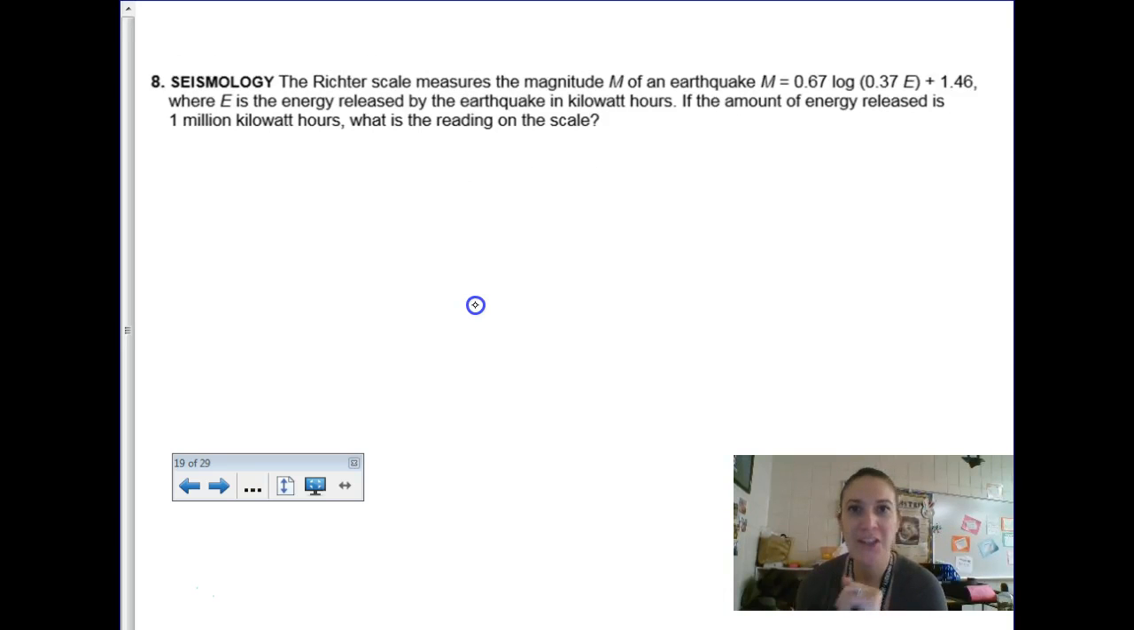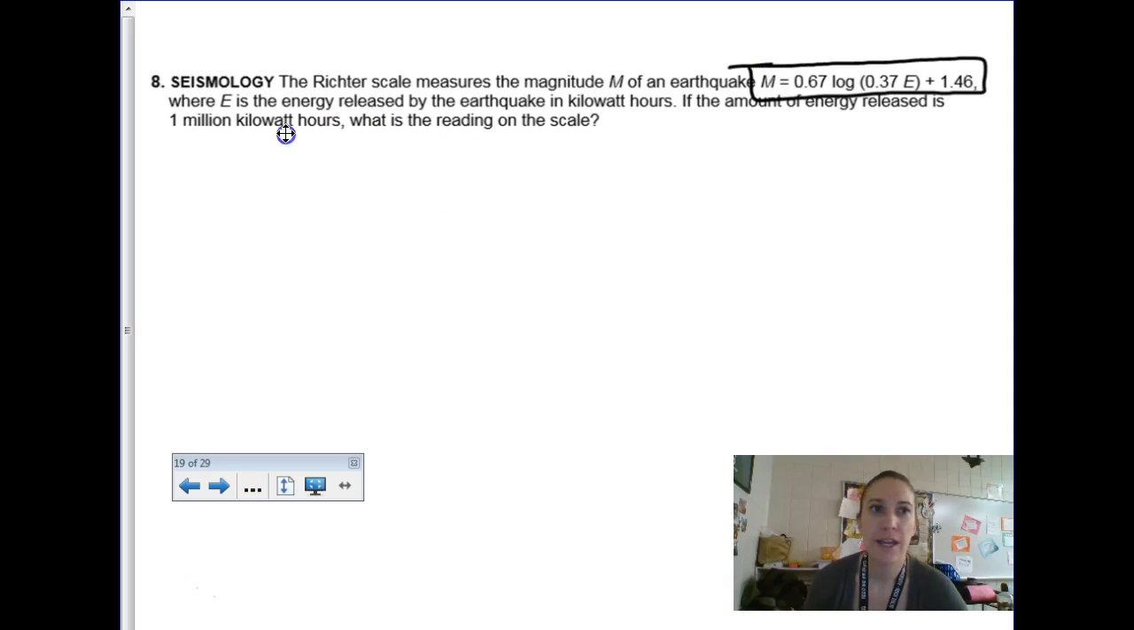Seismology, the Richter scale, measures the magnitude of an earthquake. So this is the formula, and E is the energy that's released. If the amount of energy released is 1 million kilowatt hours, what's the reading on the Richter scale? All right, so we need to plug in 1 million right there.